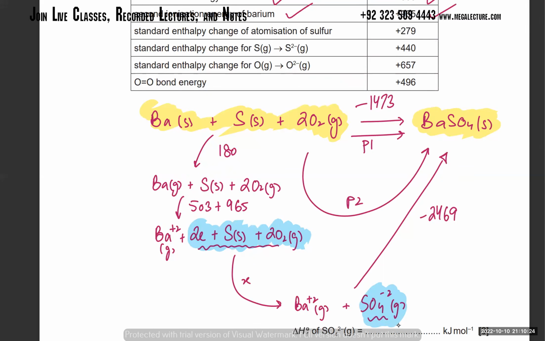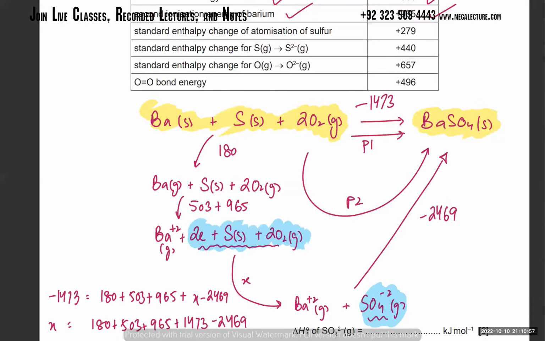So that means minus 1473 is equal to 180 plus 503 plus 965 plus X, and then minus 2469. Okay, so what do we get for X? Can you try and figure it out? It's plus 965 plus 14, minus 2469.